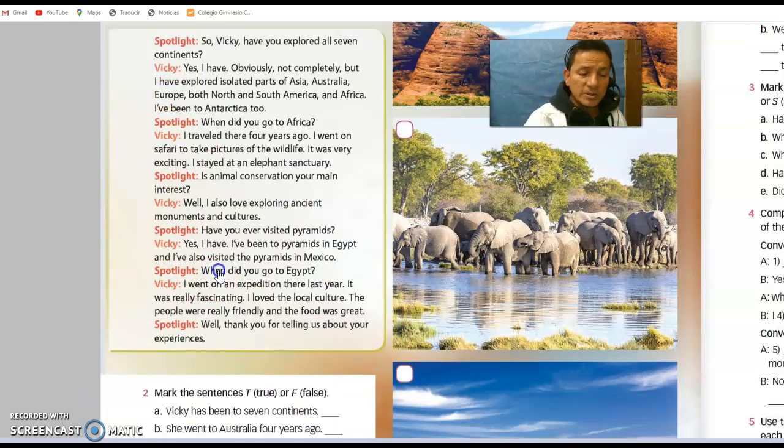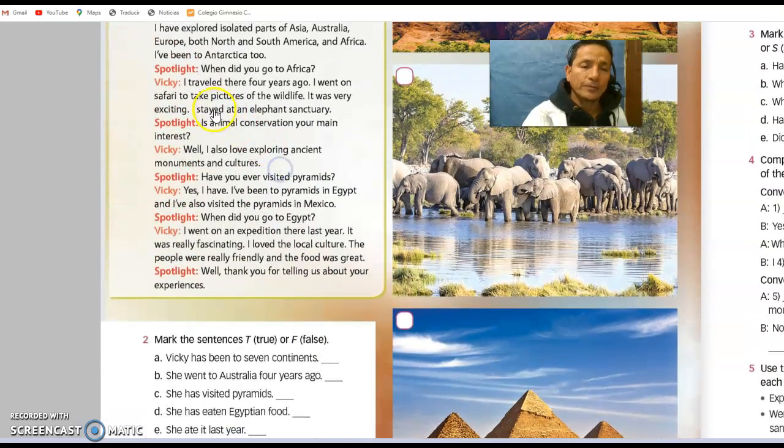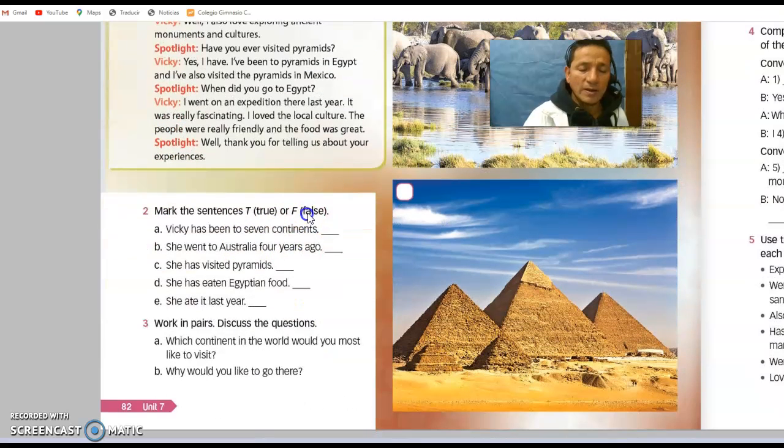So, according to this listening, remember you need to do this. In this case, it is T. Let's go for B: She went to Australia four years ago. Not Australia. Look, I traveled four years ago. When did you go to Africa? I traveled four years ago. She went to Africa, not to Australia. So here it is F. Okay?